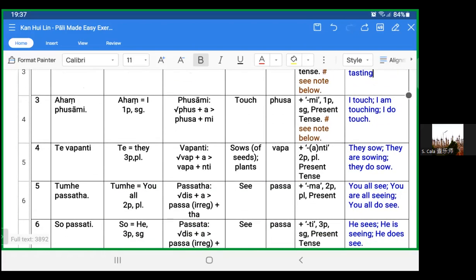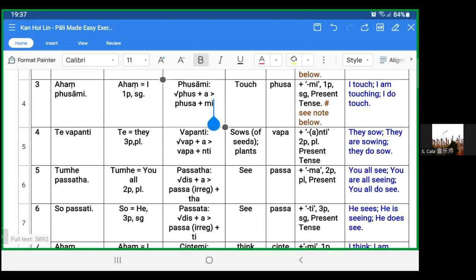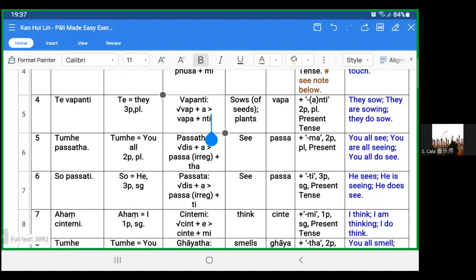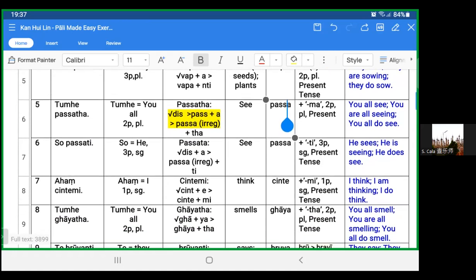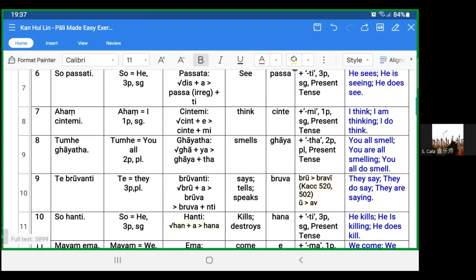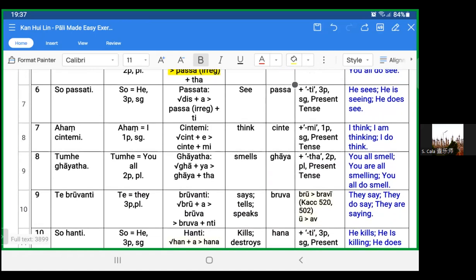Okay, pusami. So pus plus a plus me, and wapandewa plus a plus anti. Now pasata. The verb pasa is not shown here, but it's correct. Pas actually comes from this, so it changed to pas, and you get pasa. This is something irregular, so for those special ones, just highlight them so they're easy to remember. This changes to pas plus a, pasa. The rest is okay. So pasa, pasa, pasati.